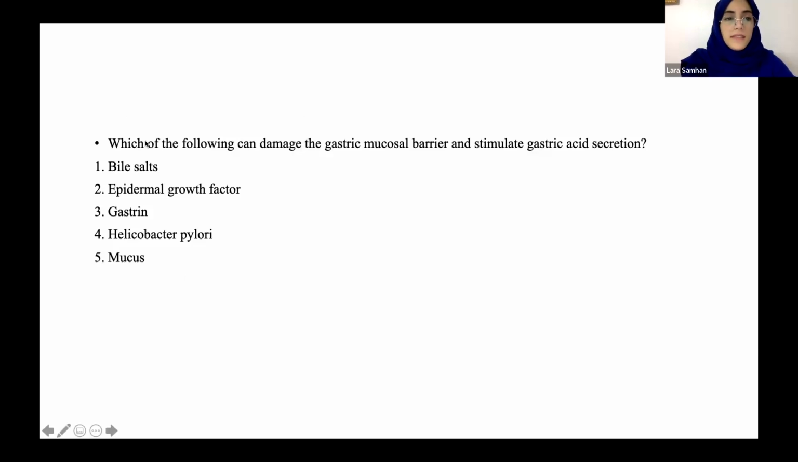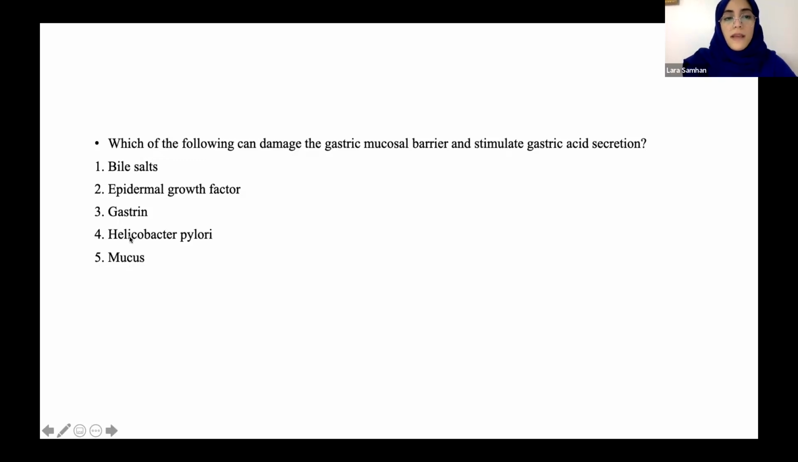Perfect. So this question says, which of the following can damage the gastric mucosal barrier and stimulate the gastric acid secretion? If you have any abnormal thing, like a pathology, this will cause a disruption or abnormality in the gastric mucosal barrier, right? So we have number one, bile salt, number two, the epidermal growth factor, gastrin, and the mucus. Those things are basically available in the GI tract, right?